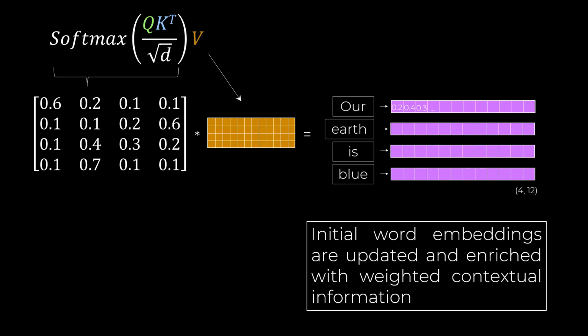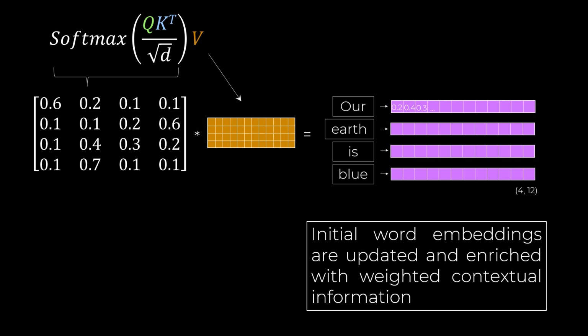By multiplying the attention scores with V, we get the final contextualized embeddings. These vectors combine the original meaning of the word with context from related words. For instance, blue contributes heavily to the final representation of Earth, enriching its meaning as planet Earth.